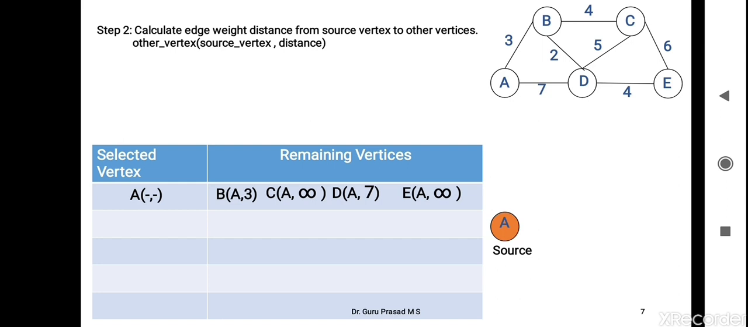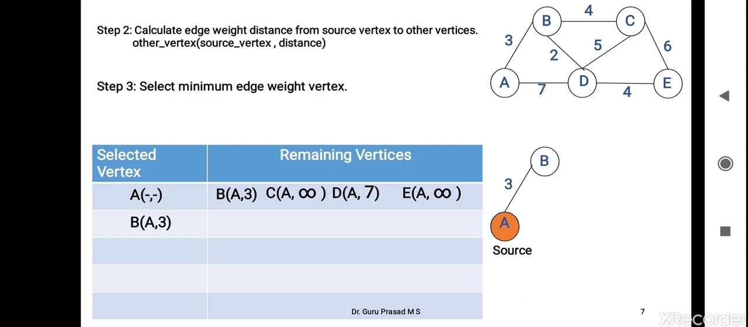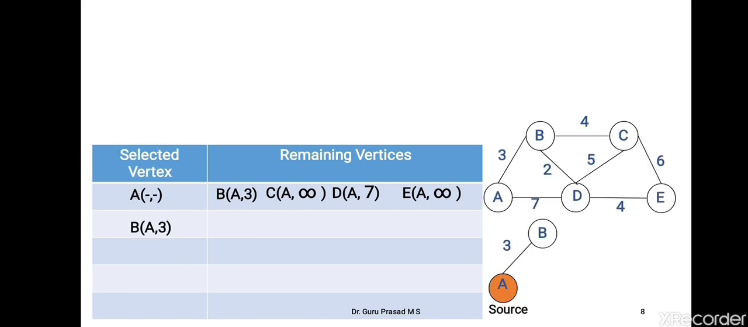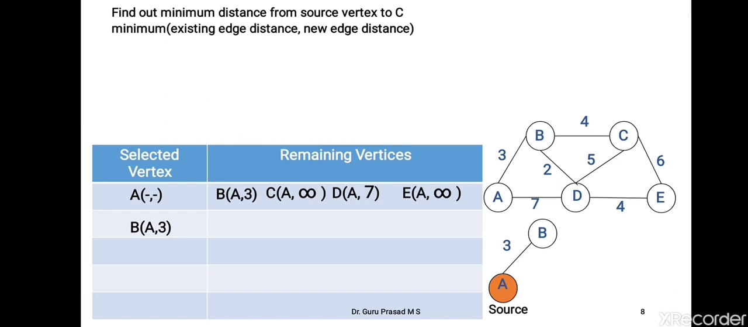Step 3. Select the minimum edge weight vertex. There are 4 edges: A to B 3, A to C infinity, A to D 7, A to E infinity. In that I have to select the minimum edge weight vertex. The minimum edge weight vertex is A to B, 3. Now the selected vertex is B. Observe the selected vertex column, second row. Find the minimum distance from source vertex to C: minimum of existing edge distance comma new edge distance.